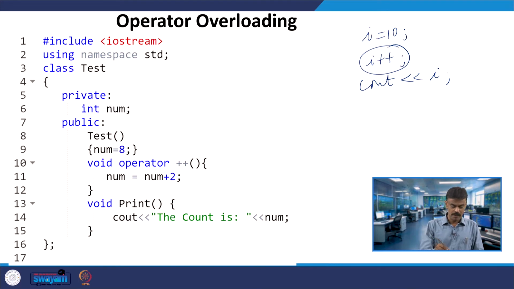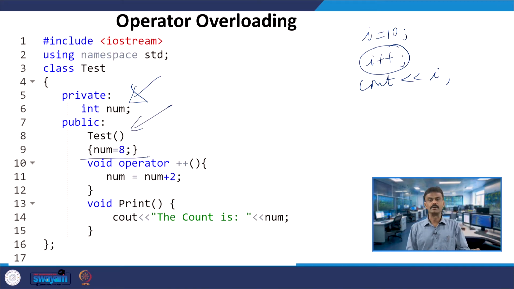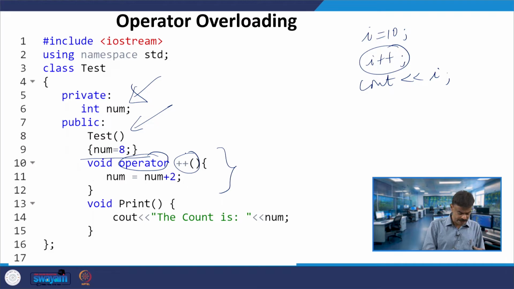Let us say you have one private member data called number. Then you have a constructor test, which initializes number equal to 8, a default constructor. And here is the operator overloading, line number 10 to 12, operator plus plus. This is the syntax: you use the return type void, and then the operator keyword, and then plus plus, writing it exactly like a function.